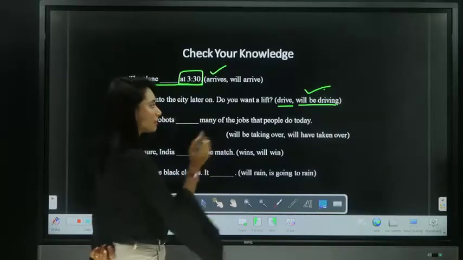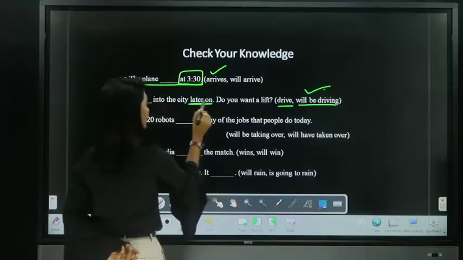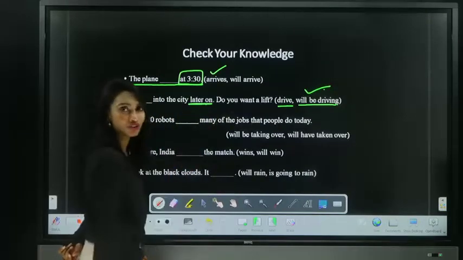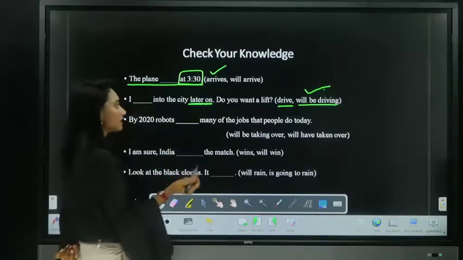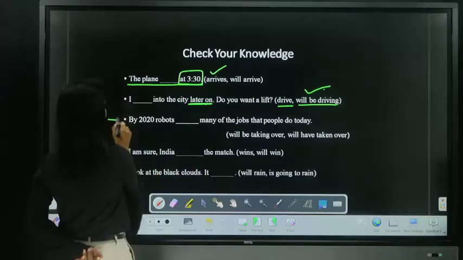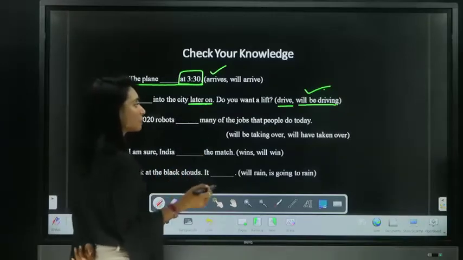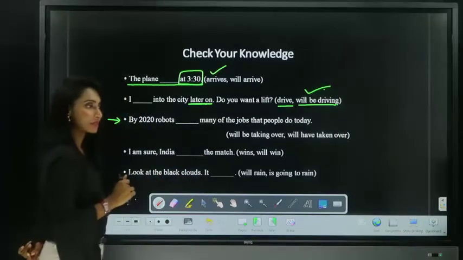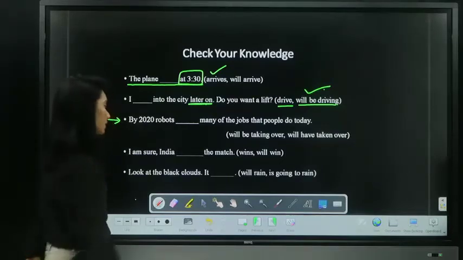Why should it be will be driving? Because here you see the time indication. Later on talks about the future. So I shall be or I will be driving into the city later on. Do you want a lift? Now, look at the next one. By 2020, robots dash many of the jobs that people do today. Yes, Sunny, you're right.